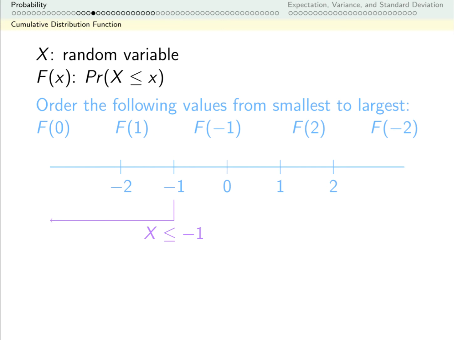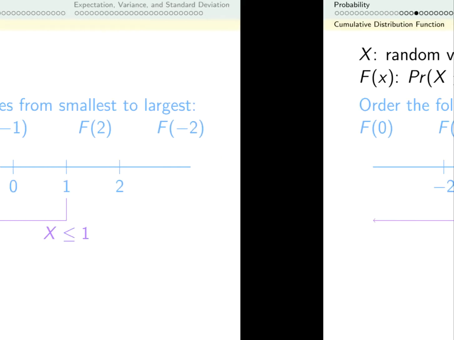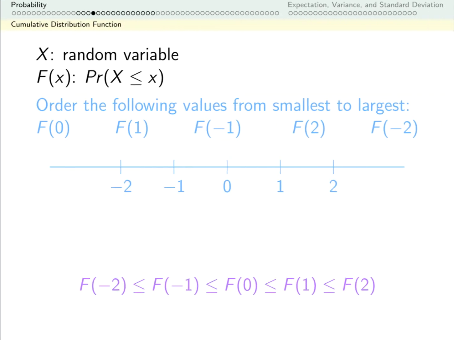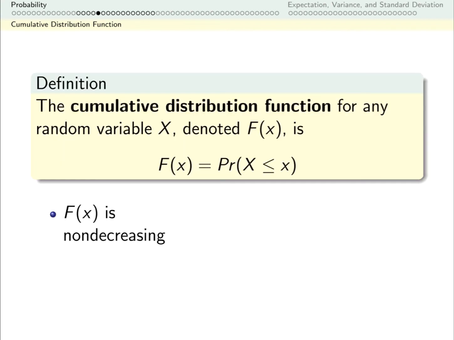And this continues on. F of negative 1 captures these events, f of 0 captures these, so f of 0 is greater than or equal to f of negative 1. So what we find is that we have a non-decreasing function. The cumulative distribution function, which remember is just shorthand for the probability that my event is less than or equal to this variable, is a non-decreasing function. It never goes down. It might stay the same. It can go up. So that's our first property of the cumulative distribution function.